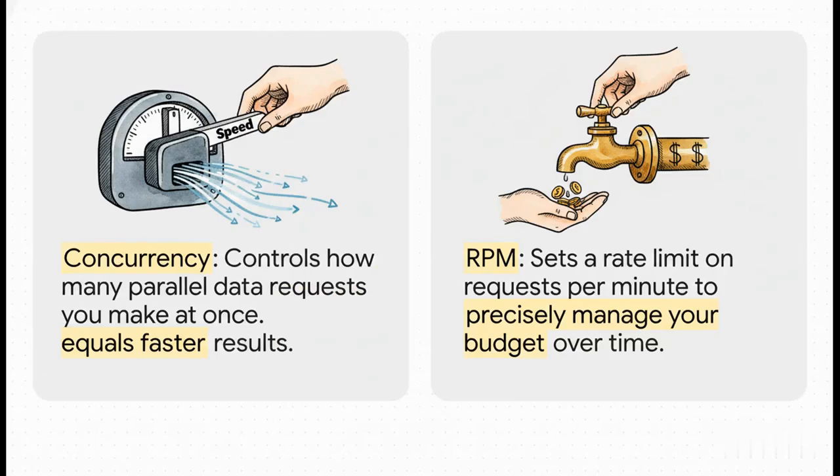And you have these direct levers to control your spending. You can set the concurrency. That's just how many data requests you want to run at the same time. Need results faster? Crank it up. Need to keep costs super low? Just dial it down. You can also cap your requests per minute, which gives you this really precise way to manage your budget over time. No more surprise bills.